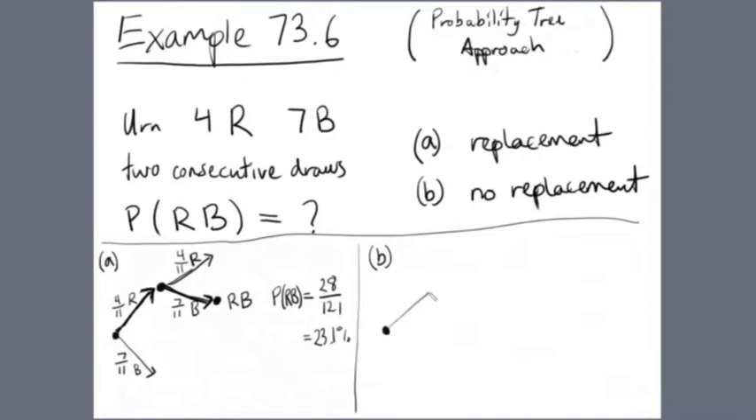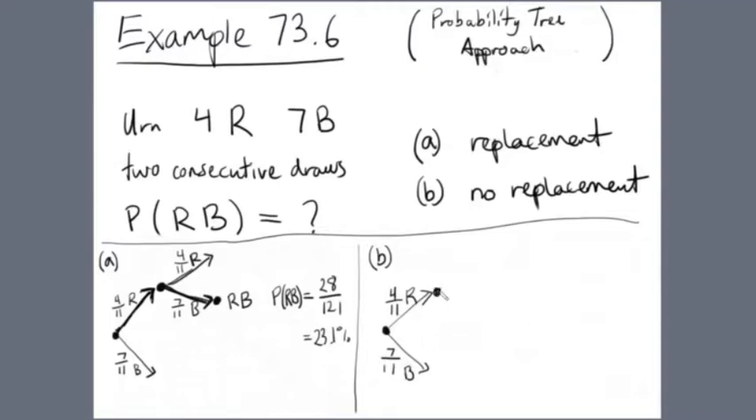So again, our first draw happens. We either drew a red or we drew a blue. If we drew a red, we'll go on from there. But what was the chance of drawing a red? Well, there's 4 reds in total, and there's 11 marbles in total, so 4 over 11, and similarly, chance of drawing a blue, 7 over 11.